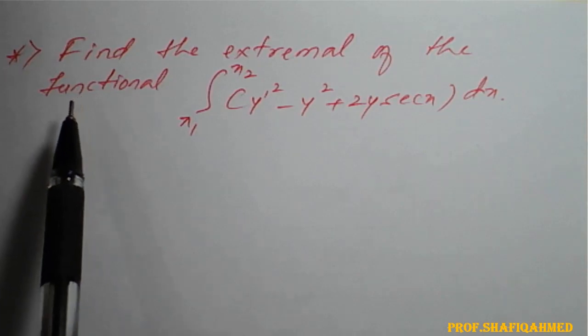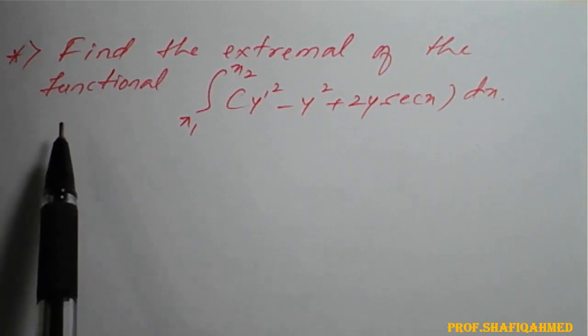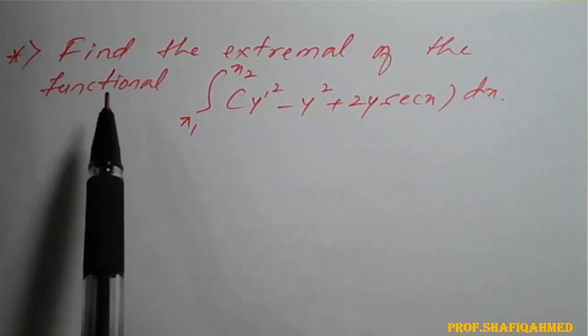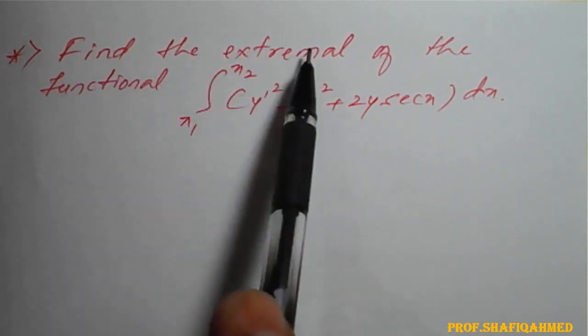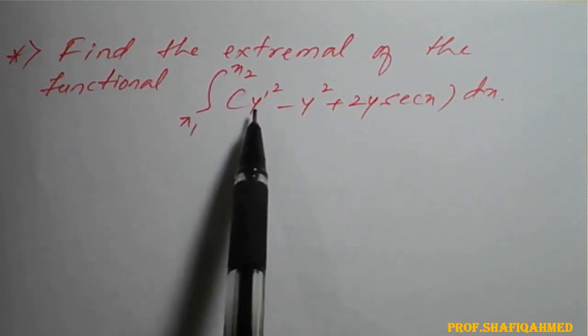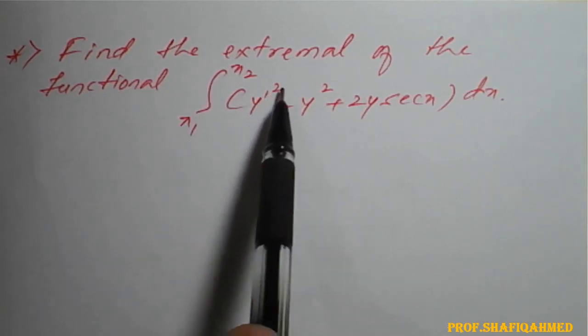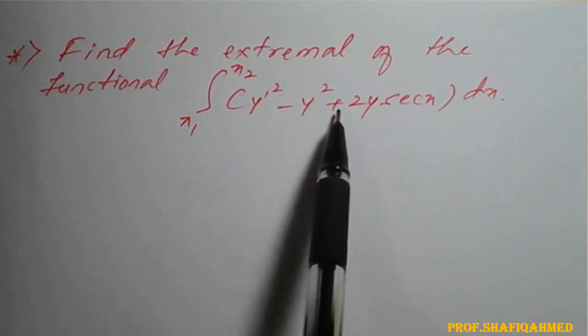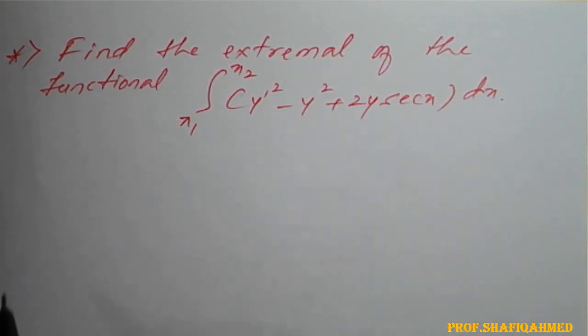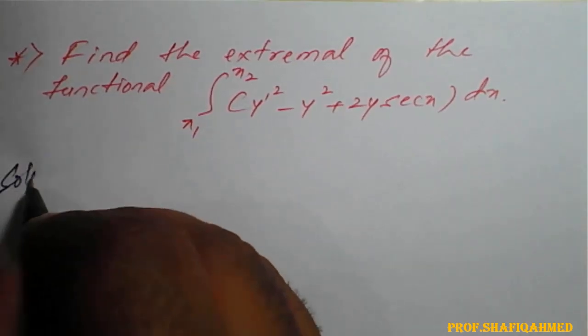Students, in today's lecture we'll see the problems based on calculus of variation. The problem is: find the extremal of the functional integral from x1 to x2 of (y dash square minus y square plus 2y secant of x) dx. Solution.